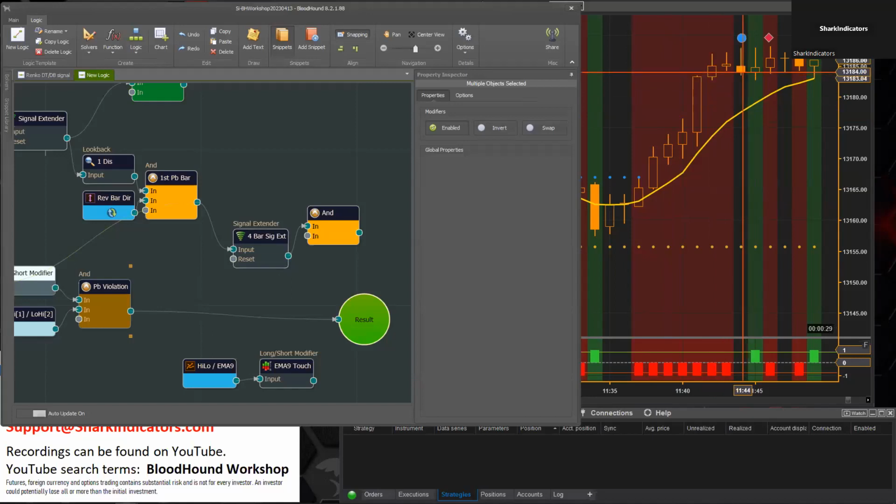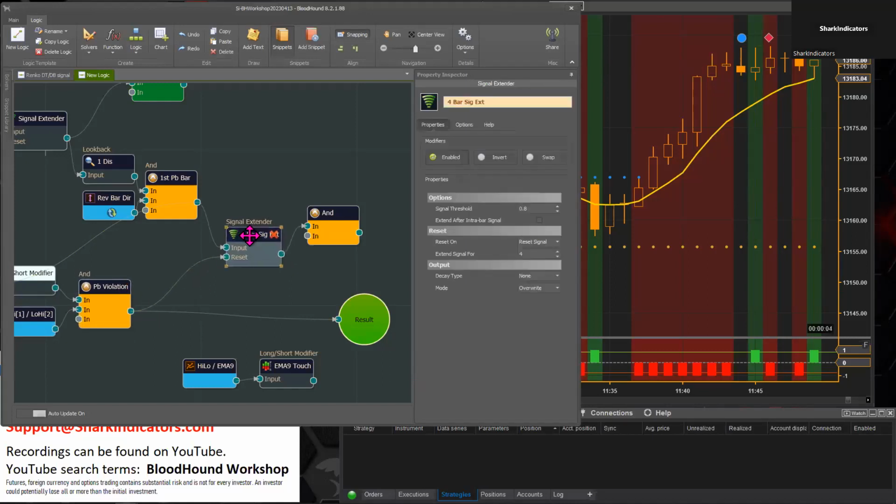So we have our pullback. This next bar doesn't violate the smooth pullback yet because the highs are equal. But this next bar has a higher high. And that short output on that higher high is the reset for this signal extender.